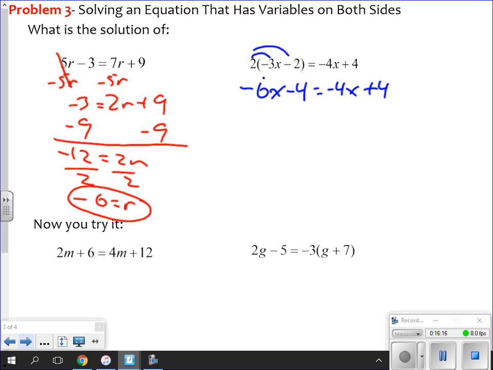Adding 6. So what I would do is add 6x to both sides, and I can only add to the x's because I can only combine like terms. So I have negative 6x plus positive 6x. My x's cancel here, and I have negative 4 equals negative 4 plus positive 6, which should be positive 2.